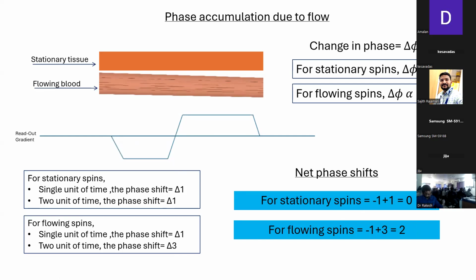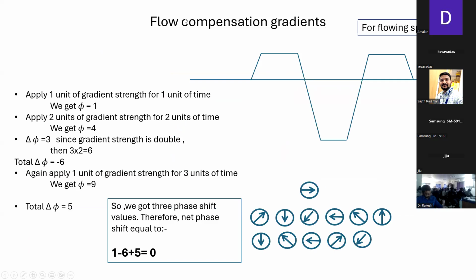The ideal situation is that the total or net phase shift should be 0. Any value other than 0 will create artifacts. So how do we compensate for this? We need to eliminate all these flow related artifacts and phase variations. To overcome this issue, we design our gradient in such a way that it will eliminate all the flow related artifacts. For this purpose, we use a specific type of gradients called flow compensation gradients.